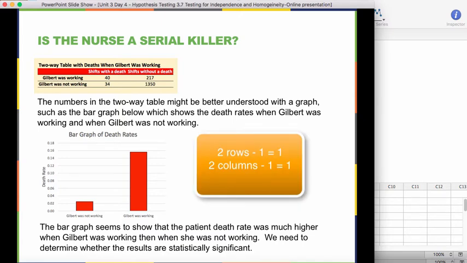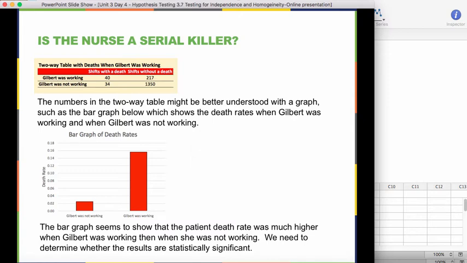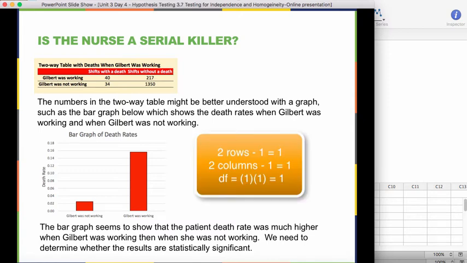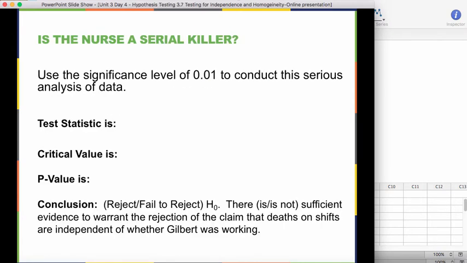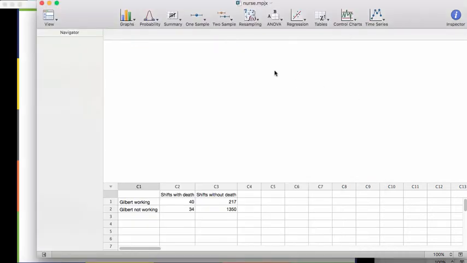And then the calculated degrees of freedom, df, would be the 1 from the r minus 1 and the 1 from the c minus 1. So that's 1 times 1, which is 1. The degrees of freedom for this particular question will be 1. Okay, so using that knowledge, we're going to look up the probability.